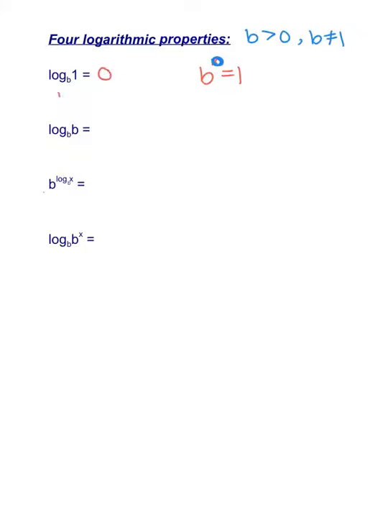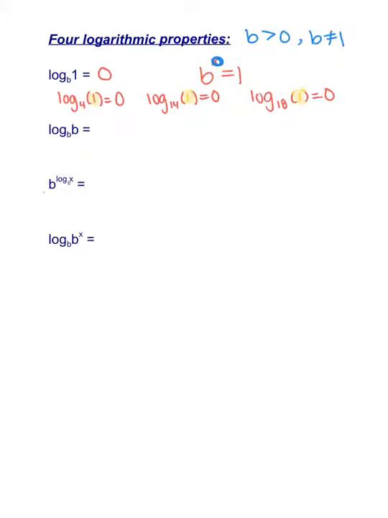So therefore, if I have log base b of 1, that will always be equal to 0. So for example, if I have log base 4 of 1, that would be equal to 0. Or if I have log base 14 of 1, that would also be equal to 0. If I have log base 18 of 1, that's equal to 0. Anytime you see a 1 here, it doesn't matter what that base is. It's going to be equal to 0.